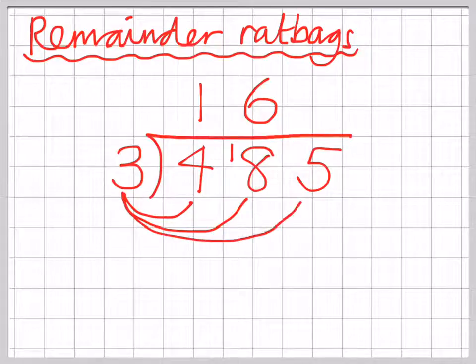How many 3's are there in 5? Well, 1 times 3 is 3. And then we've got 2 left over. So the 2 that are left over, we can't put them in front of the next digit because there isn't one. So we put a little r, which means remainder, and we say how many are left over. So if we've got 485 sweets and we share them between 3 children, each child will get 161 and there'll be 2 left over at the end.